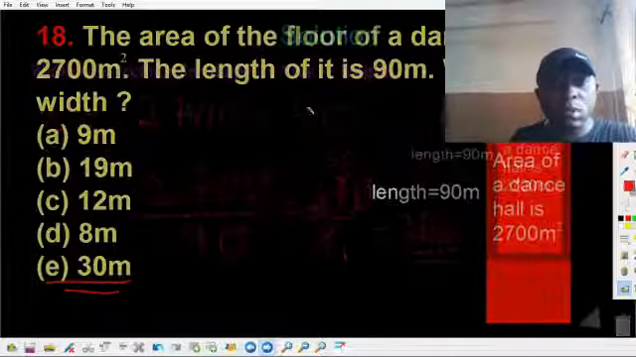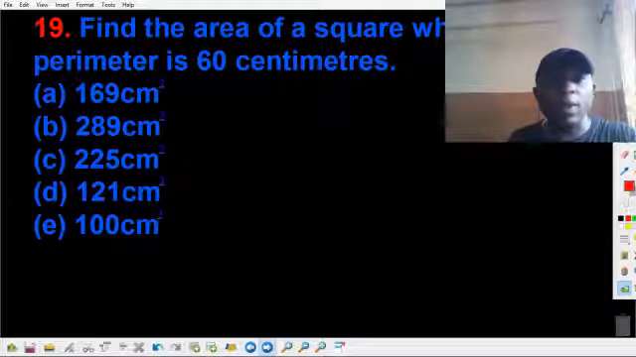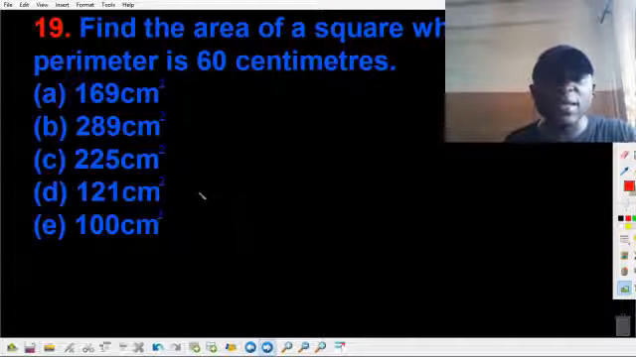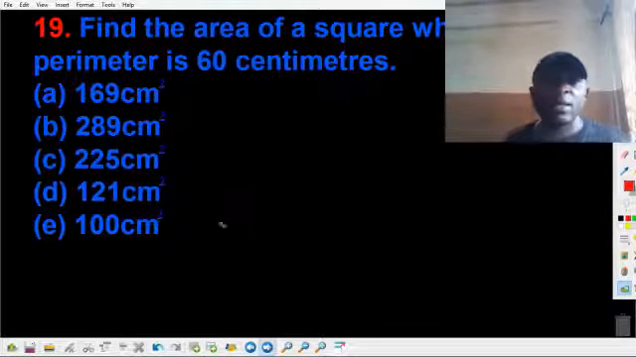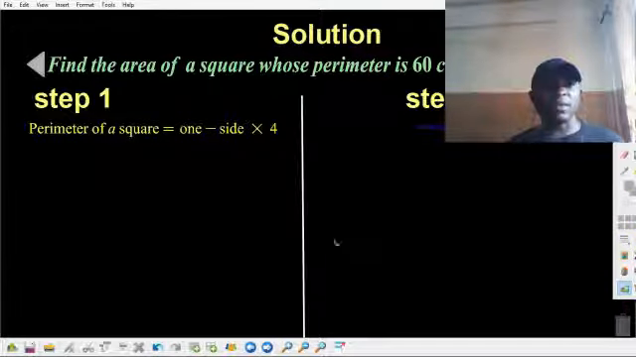Now let's move to number 19. Find the area of a square whose perimeter is 30 centimeters. Let's look at the solution to this. First step we need to consider is to recognize the formula.